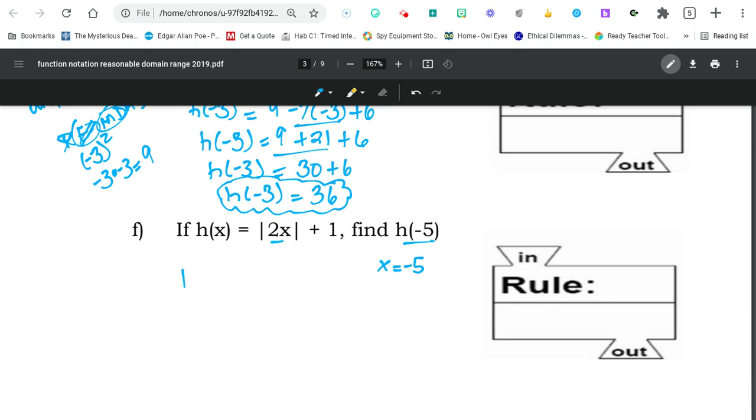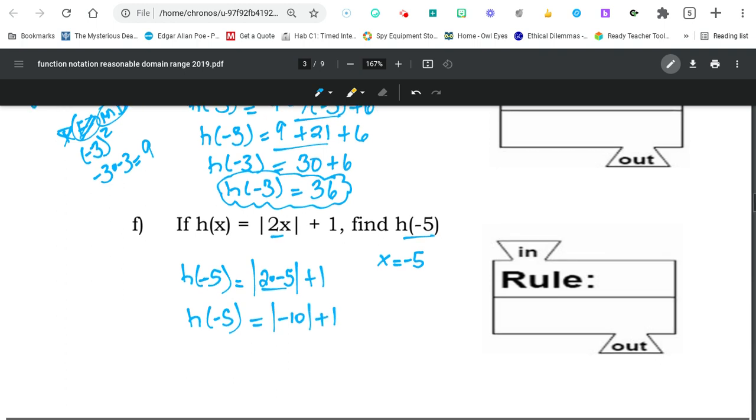All right, so I'm going to take out x and replace it with negative 5. Use my absolute value symbols. Instead of 2 times x, it's going to be 2 times negative 5. Put my absolute value symbol back on the right. Work inside of the absolute value. 2 times negative 5 is negative 10. Now I can take the absolute value of negative 10.